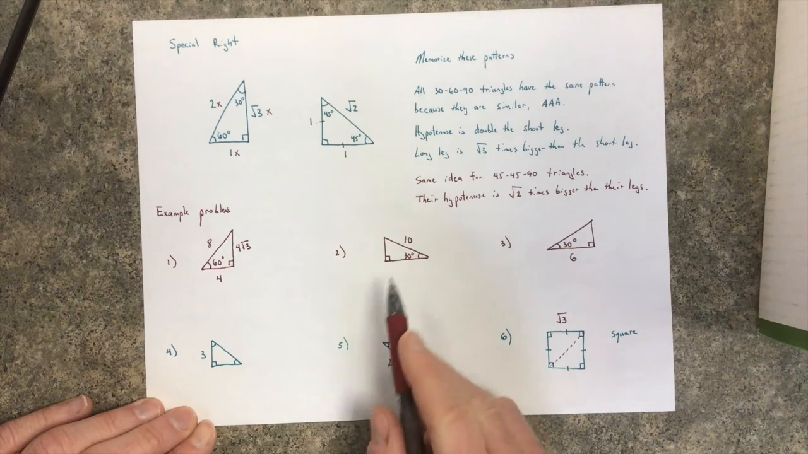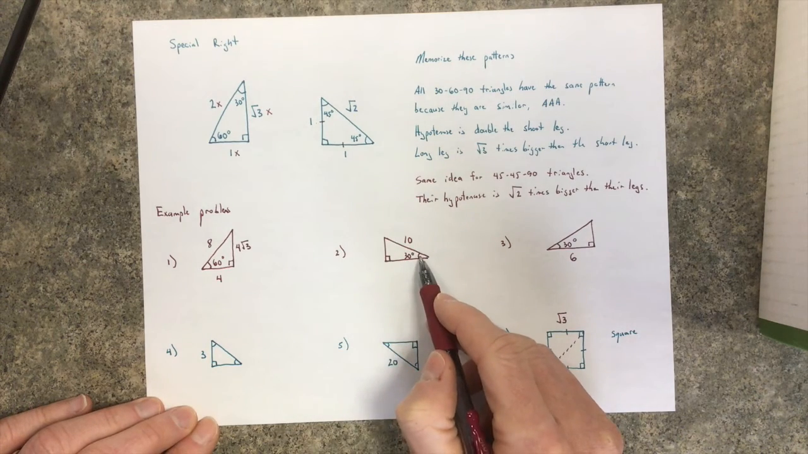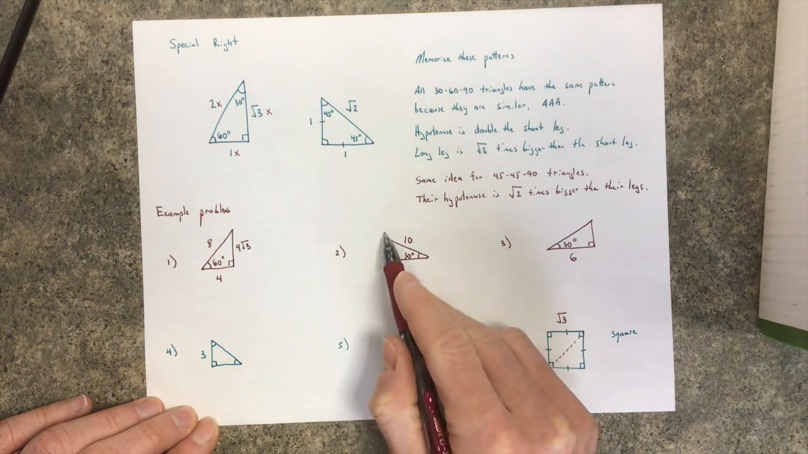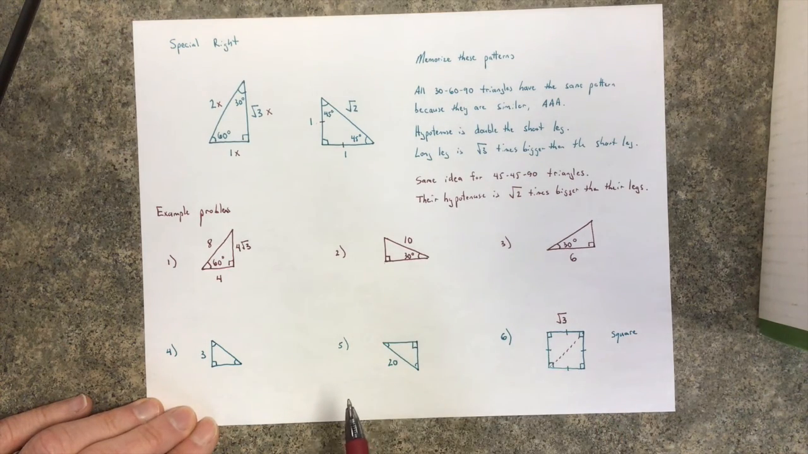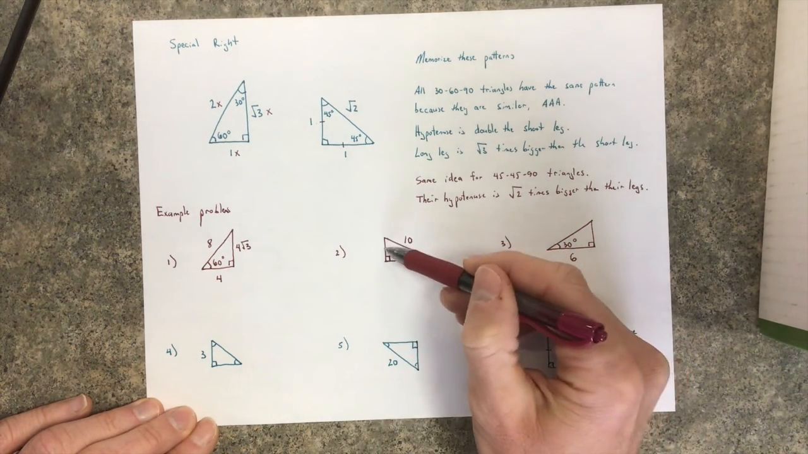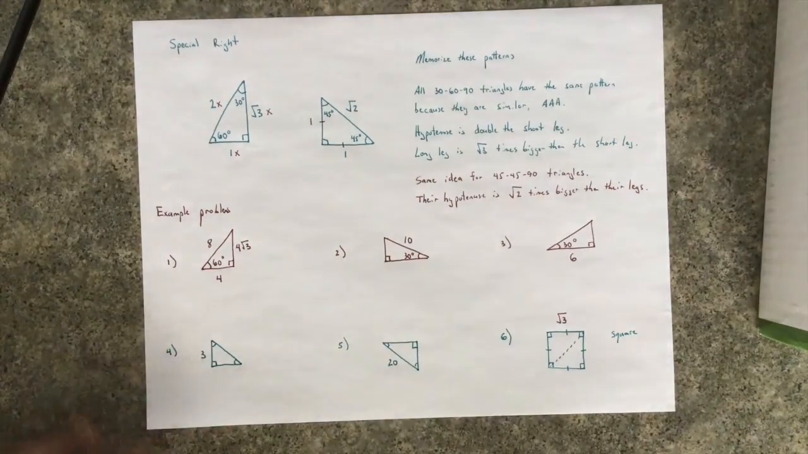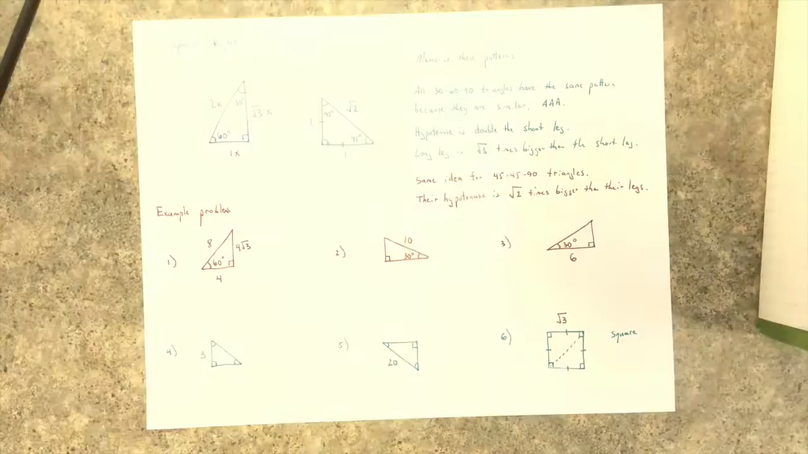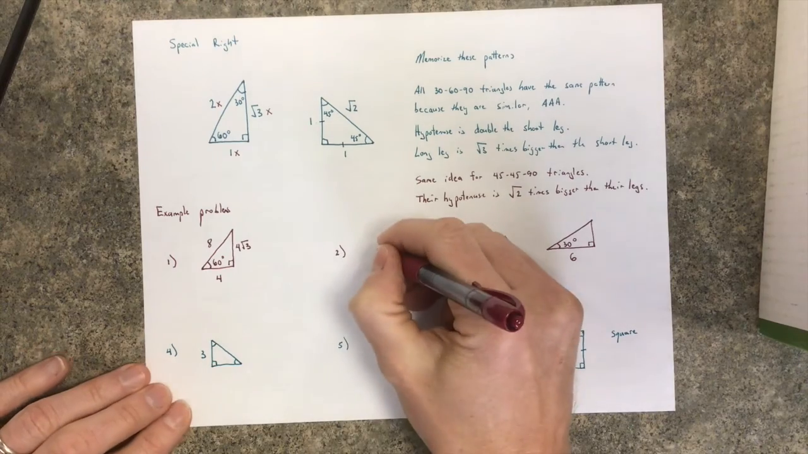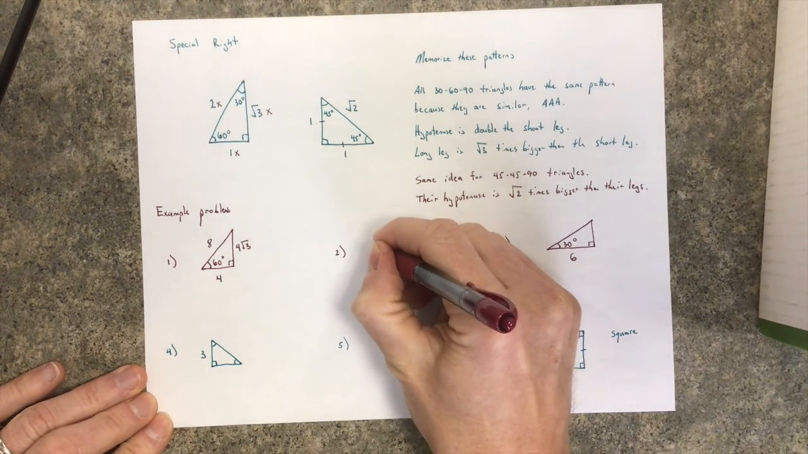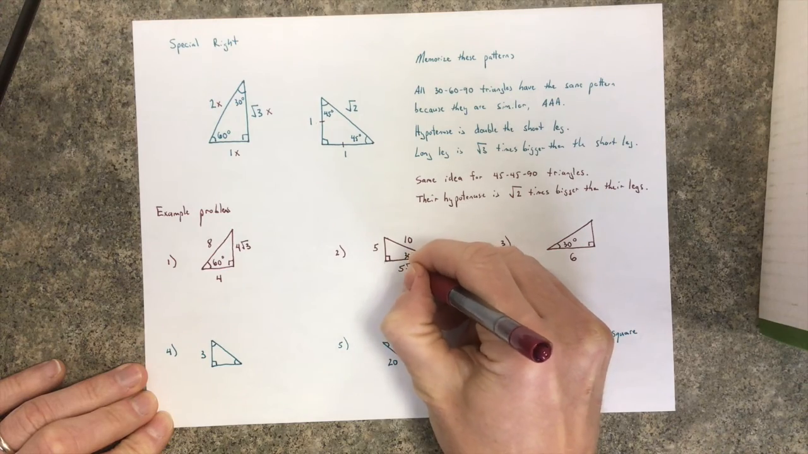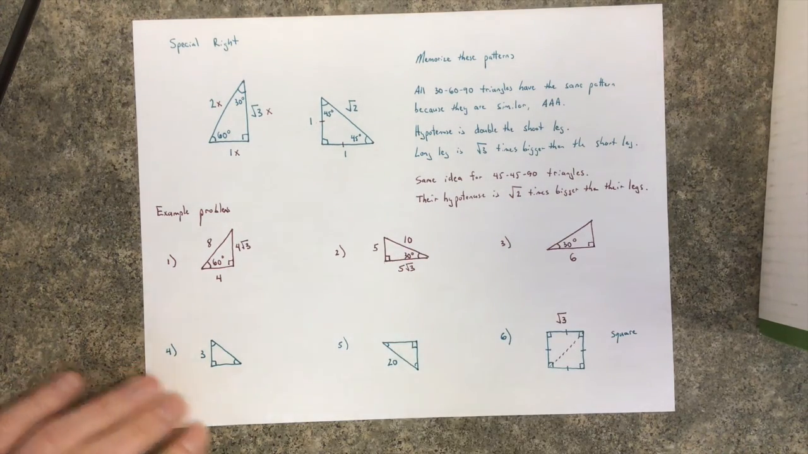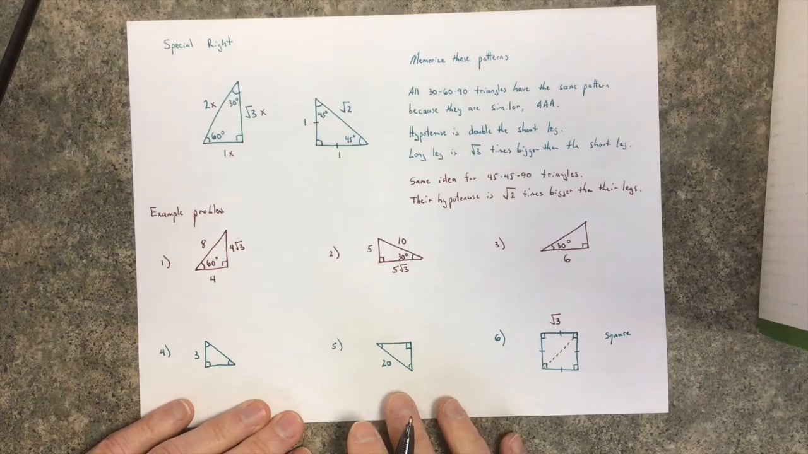Okay, let's do this one. Once I see that's 30, this is the long leg, this is the short leg, and of course that's the hypotenuse. And I know for all 30, 60, 90 triangles, the short leg is half the hypotenuse. So just take that hypotenuse and divide it by 2 to get the short leg. And then once you get the short leg, you can multiply by the square root of 3 to get the long leg.